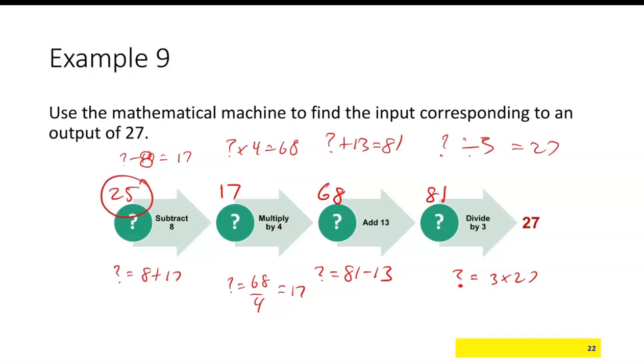So if I check it, 25 minus 8 is 17. 17 times 4 is 68. 68 plus 13 is 81. 81 divided by 3 is 27, and it checks. So my original amount was 25. And the way you do this type of thing is just go in reverse order with reverse operations. So I start with 27, I multiply by 3, and then I subtract 13, and then I divide by 4, and then I add 8.